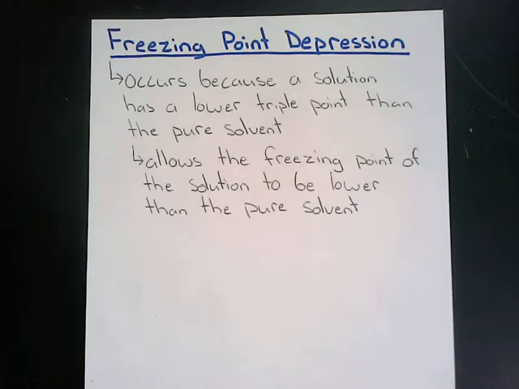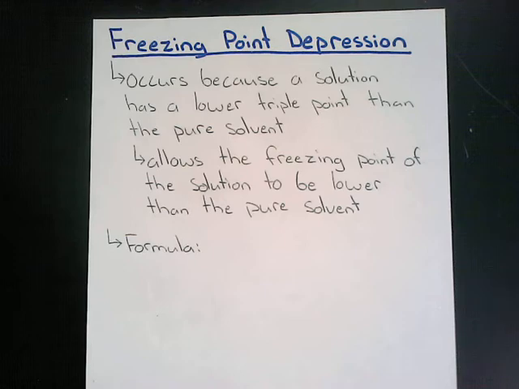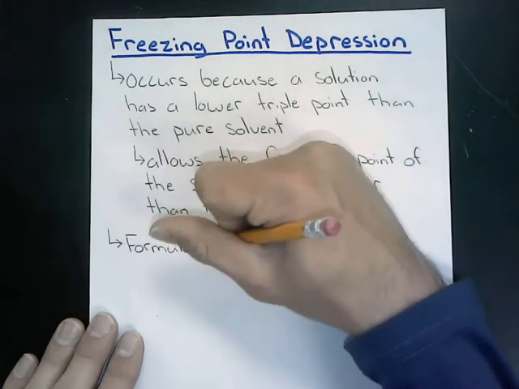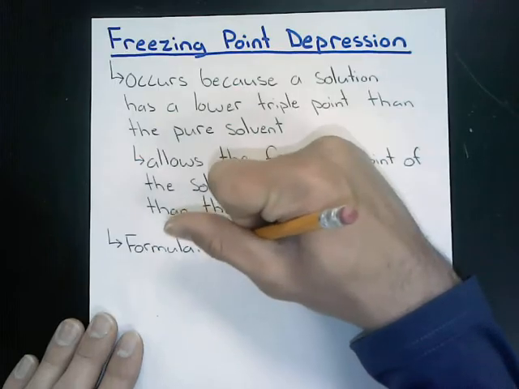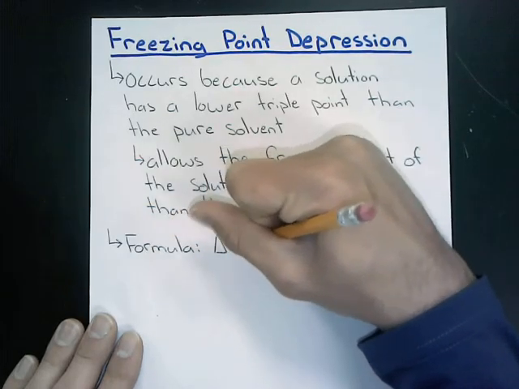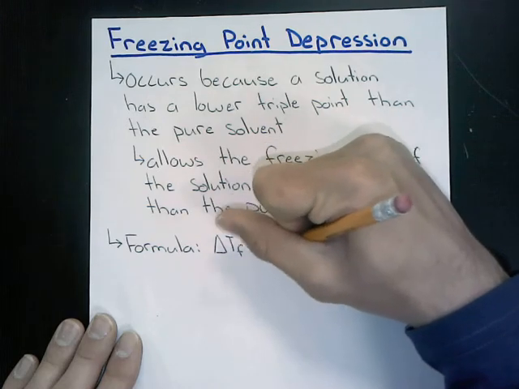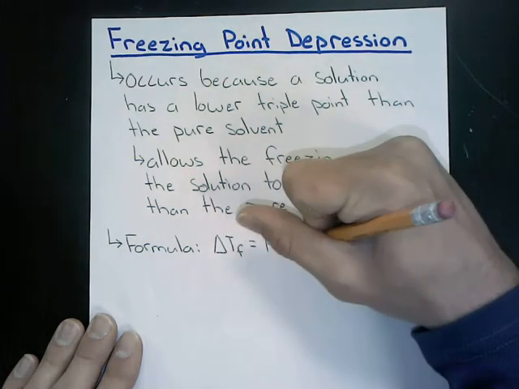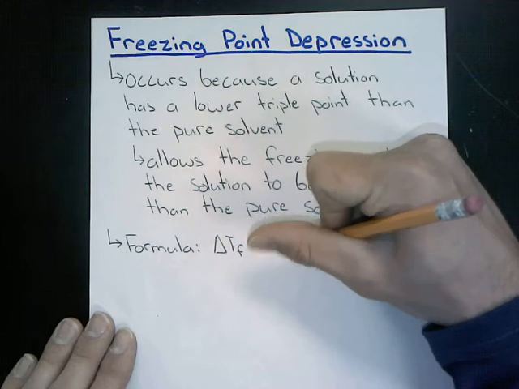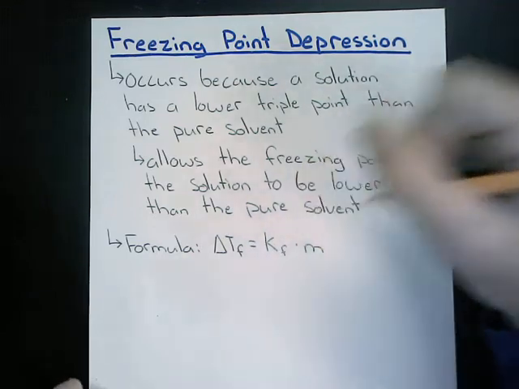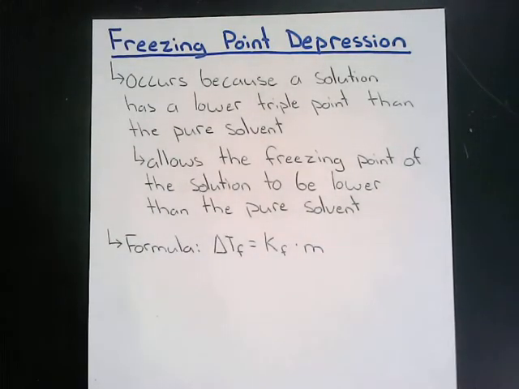Now to help us out here with the freezing point depression, there is also a formula that is associated with this term. And this formula looks really similar to what we saw with boiling point elevation. But this time we have delta TF, which stands for change in freezing point temperature, equals KF, which is our molal freezing point constant, times the molality of our solution.